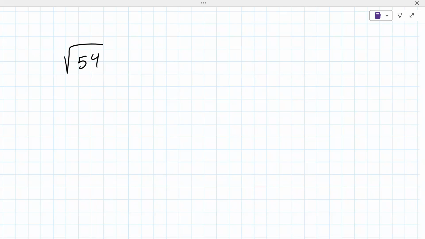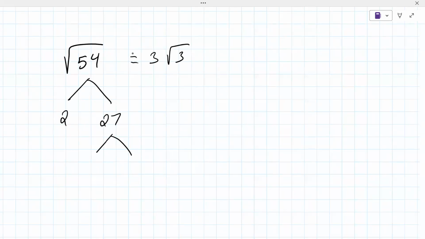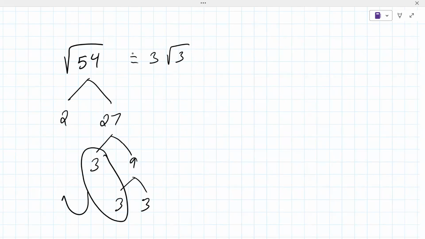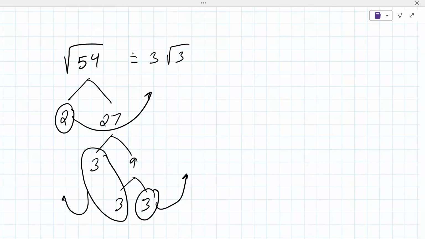Would it be 3 square root of 3? What did I do wrong? Okay, let's take a look here. So it's 2 and 27, 3 and 9, 3 and 3. So I agree that there's a 3 that comes out, but what stays on the inside? A 2 and a 3. So they're both there. So what does that become? Times 6.